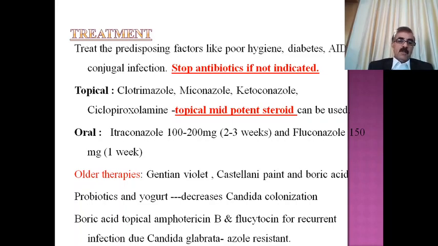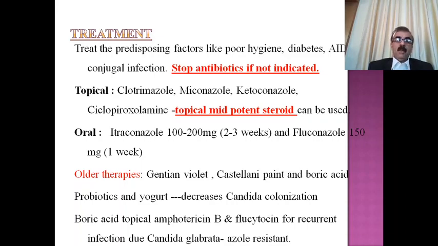As far as treatment is concerned, we have topical therapy as well as oral therapy. In topical therapy, we give topical clotrimazole, miconazole, ketoconazole, ciclopirox, and sometimes we combine these topical antifungals with topical antibiotics when painful lesions are there, because skin infection because of staph can be there, so topical antibiotics can be combined.